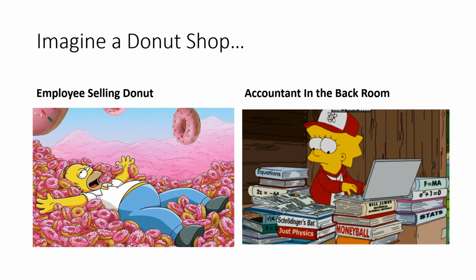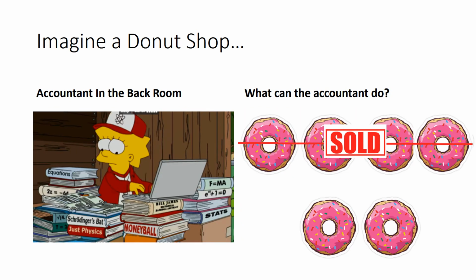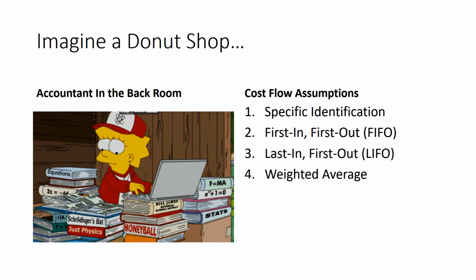So back to our donut shop. Our accountant knows that 4 donuts have been sold and 2 are left. What can the accountant do? Remember, the accountant does not talk to the employee, so she has no idea what's going on in the donut shop itself. As such, she has to make certain assumptions about the flow of donuts. There are 4 of them: specific identification, first in first out, last in first out, and weighted average. So let's go through them one by one.